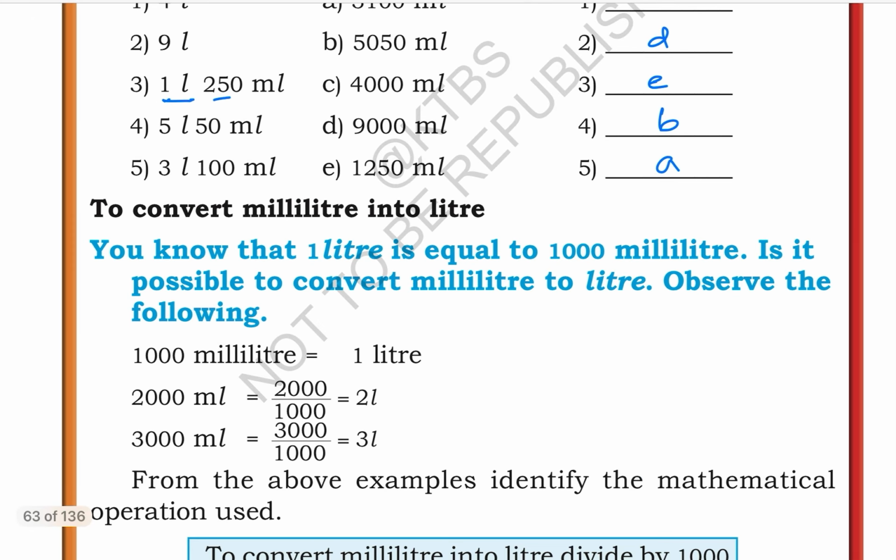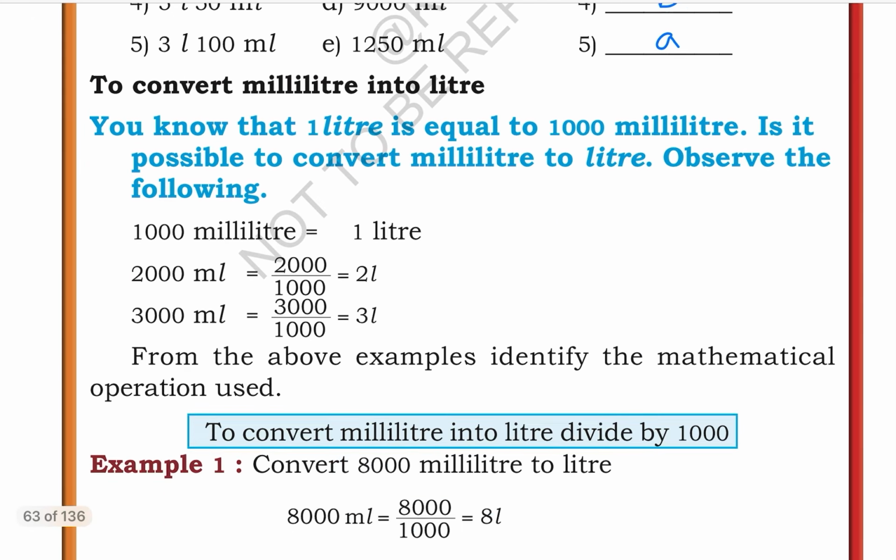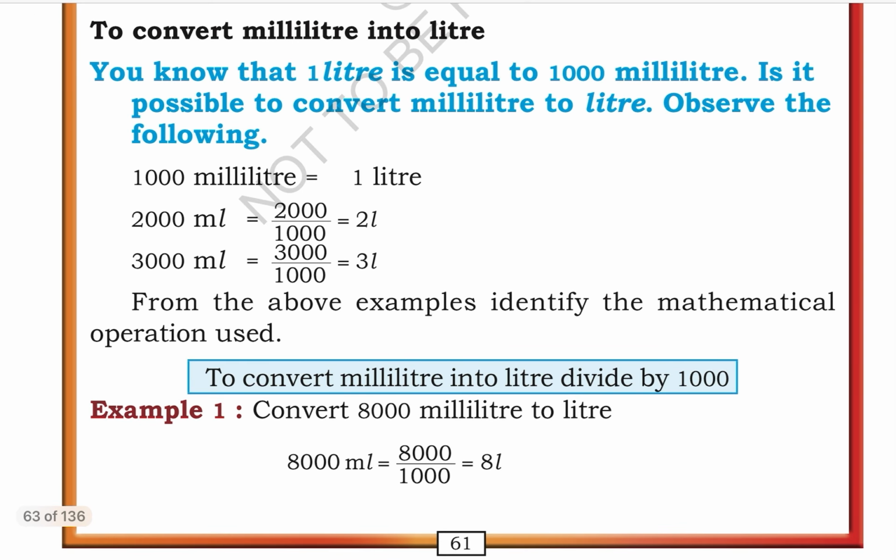It is easy, very easy. Till now we converted from liter to milliliter. Now we are converting from milliliter to liter. You know what it means? Milliliter to liter means smaller to bigger unit. Remember, smaller to bigger unit. You know that 1 liter is equal to 1000 milliliter. It is possible to convert milliliter to liter.